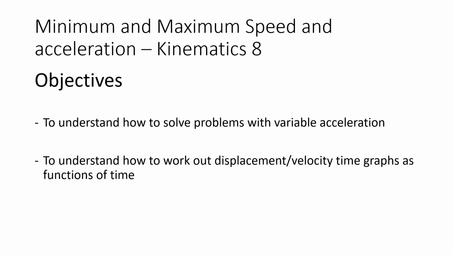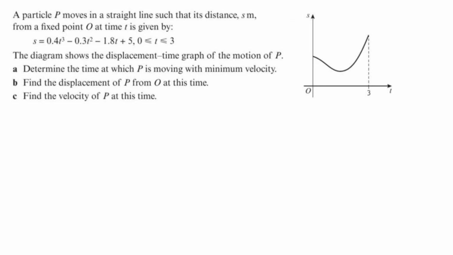Okay, what about terminal velocity and maximum accelerations? Let's take a look. A particle P moves in a straight line such that distance S is modeled as follows. Determine the time at which P is moving at minimum velocity. So that's down here.